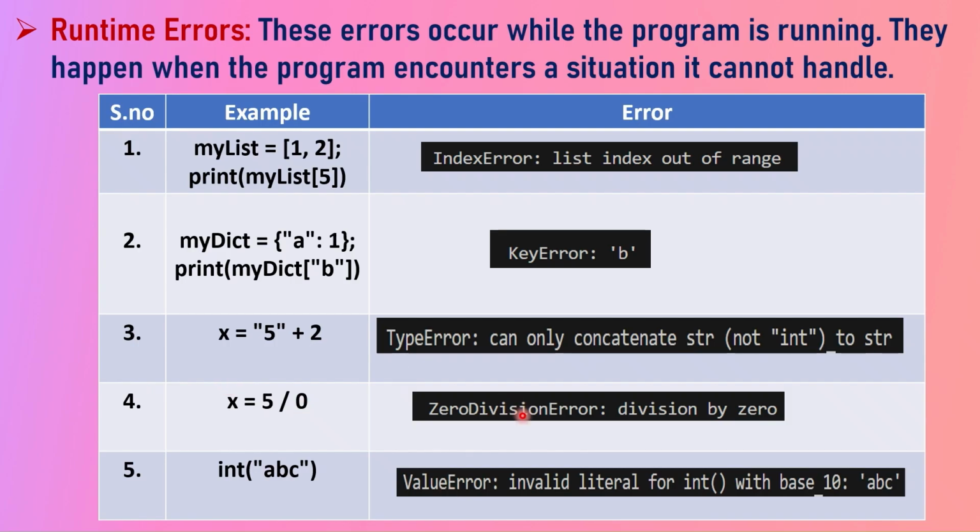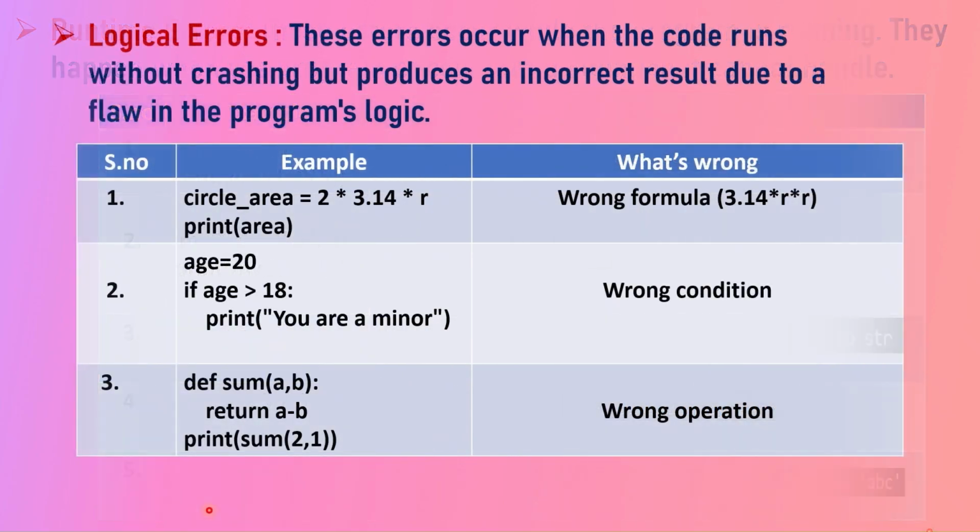So this is all about runtime errors. Now let's see the last one. Next one is about logical errors in Python. Logical errors are the errors that usually occur whenever the code runs successfully without crashing, but produces the wrong result due to incorrect logic defined in the program.